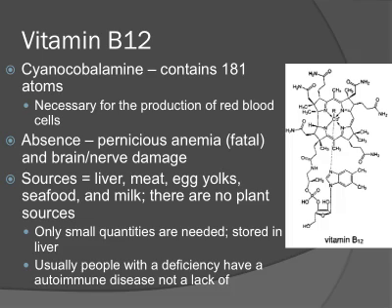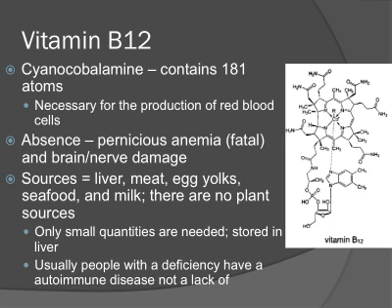Vitamin B12 is called cyanocobalamin, and this actually is a giant molecule that contains 181 different atoms. This vitamin is very important in the production of our red blood cells. If you have a deficiency of this vitamin, you are going to have a very drastic case of anemia, which can actually be fatal, and it can also cause brain and nerve damage because it plays a very essential role in your red blood cells and their ability to transport oxygen.